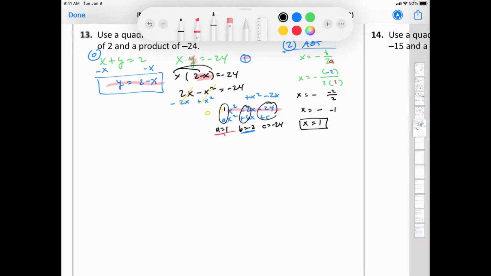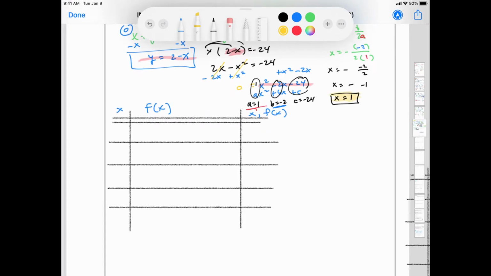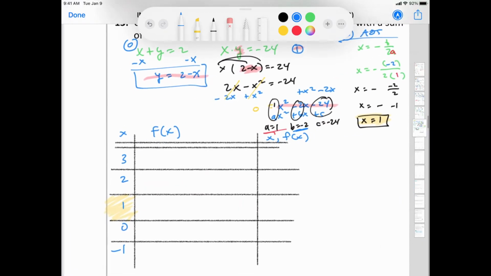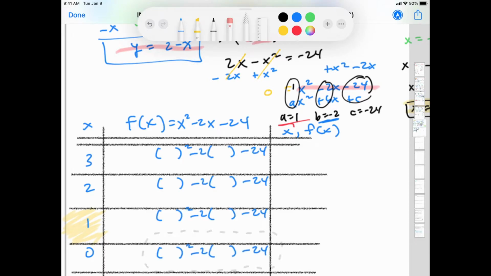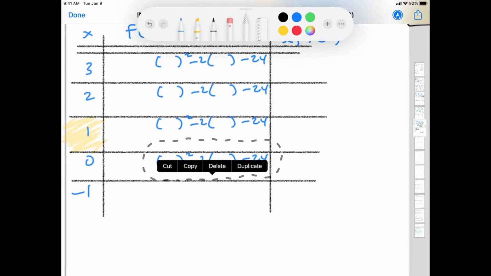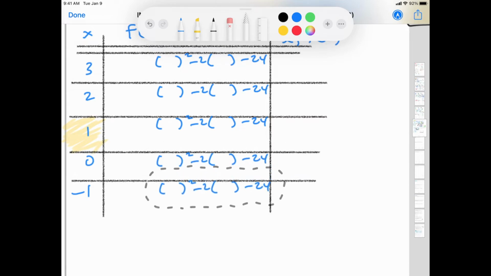Let's make our table here. Where does that go? Right in the middle, always. Okay, so I got 1, let's count up and down. And what is our function here? We have x squared minus 2x minus 24. So I got basically parentheses squared minus 2 times the parentheses minus 24. Okay, let's put in these values now.